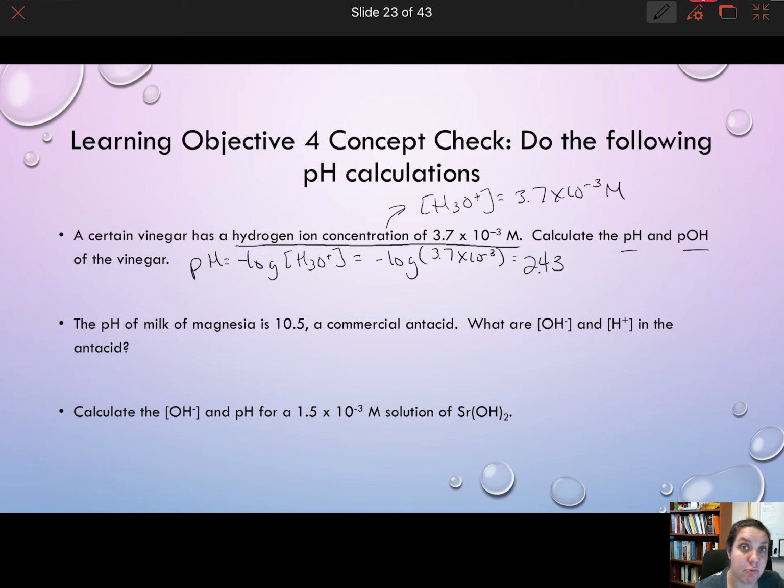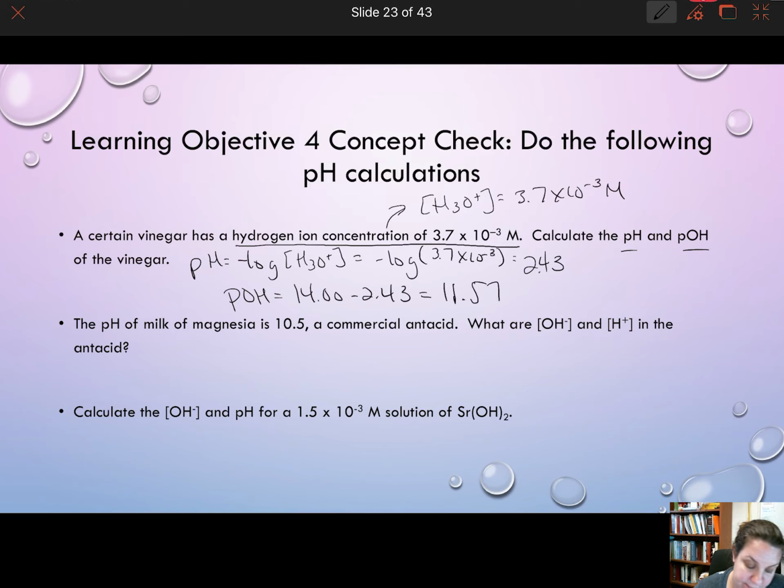And remember, our pH plus our pOH sum together to give us 14. So if we take 14 minus 2.43, we will get our pOH, which is a value of 11.57 in this case.